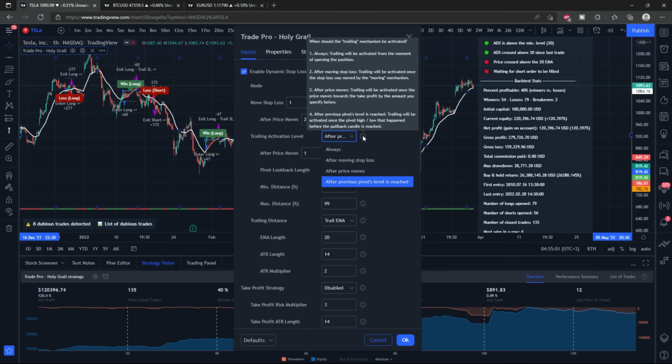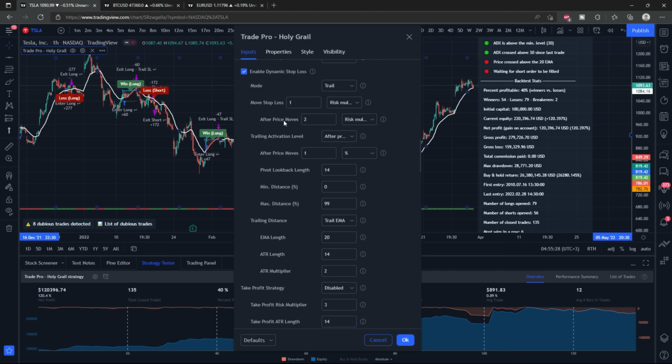And then number 2, after moving the stop loss, so trailing will be activated once the stop loss was moved by the moving mechanism. And then 3, after price moves, so trailing will be activated once the price moves towards the take profit by the amount you specify below. And then 4, as we went over, the standard way, which is just after previous pivot's level is reached. So trailing is activated once the pivot high or low that happened before the pullback candle is reached. So those are the different mechanisms to activate the trailing.